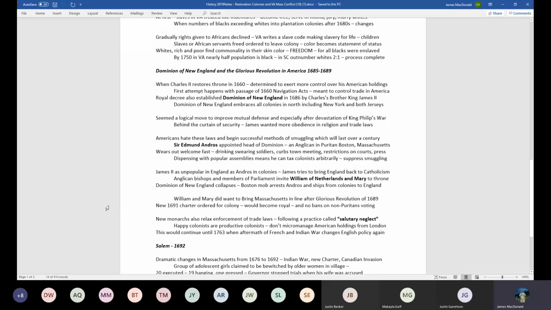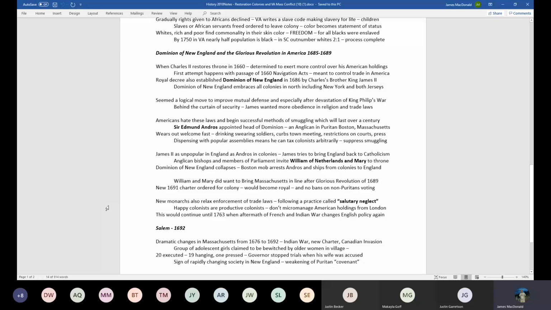So the English are trying to get economic control, and then, of course, Bacon's Rebellion and King Philip's War kind of throws them off a little bit. But I think, especially in the case of King Philip's War, what the English wanted to do is to bring about a method by which they can control these colonies in a different manner. It really accelerates after 1660.